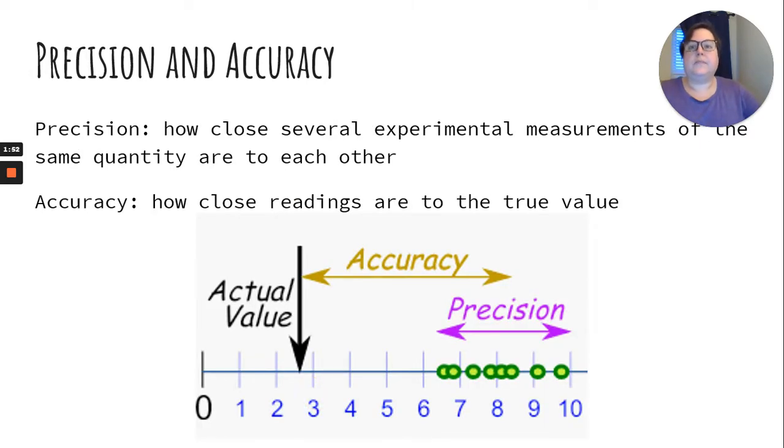Precision and accuracy. Precision is how close those measurements are to each other. Accuracy is how close it is to the true value. So if you're doing your IA and you're calculating heat enthalpies, you could do a percent error and see how close your values are to what it actually should be.